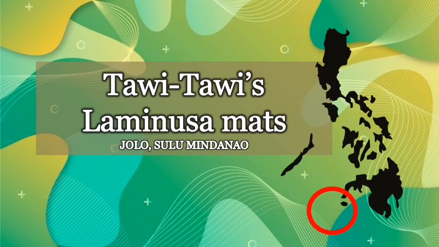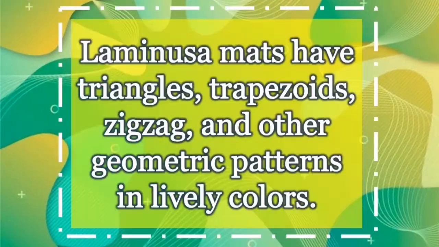The Tawi-Tawi's Laminusa mats. Laminusa mats have triangles, trapezoids, zigzag, and other geometric patterns in lively colors.